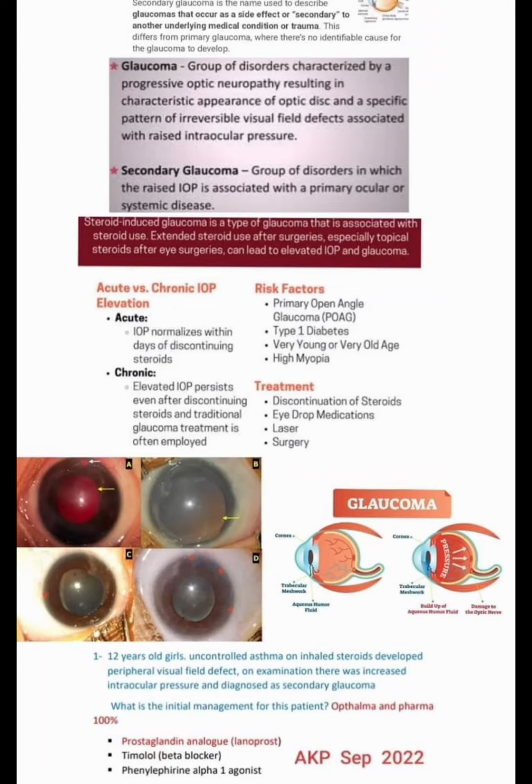So secondary glaucoma is the name used to describe the glaucomas that occur as a side effect or secondary to another underlying medical condition or trauma. This differs from primary glaucoma, where there is no identifiable cause for the glaucoma to develop.